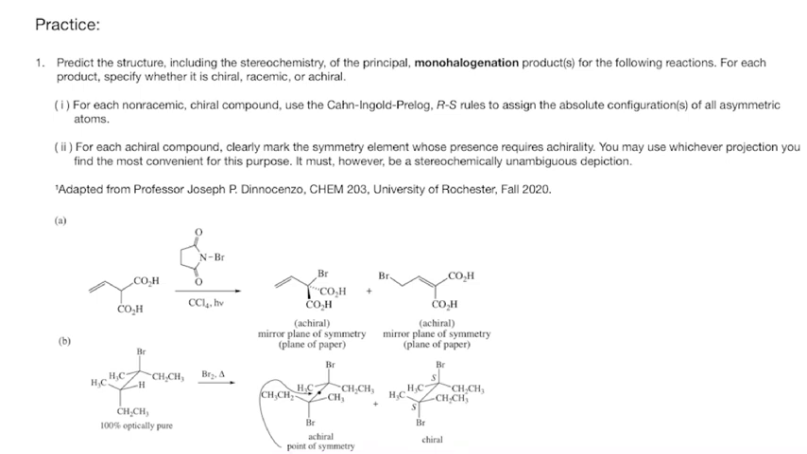In the second reaction, the optically pure starting material is treated with bromine and heat. These conditions initiate a radical chain mechanism, which results in monobromination at the tertiary C-H position. The reaction yields two monobromination products due to the formation of a planar radical intermediate that can lead to different outcomes based on the symmetry of the molecule. The first product generated is achiral through a point of symmetry, while the second product is chiral, with both asymmetric carbons having the S configuration.